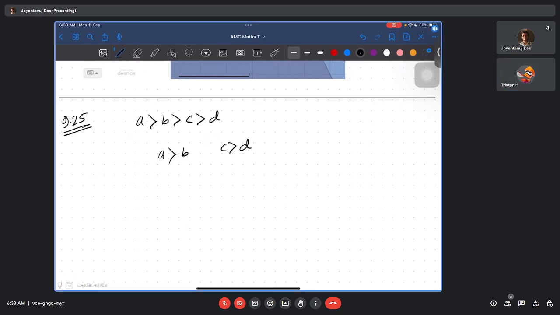So we can just add the two inequalities, right? So just by adding the inequalities, I get A plus C larger than B plus D. Yes. So now can we compare between A plus D and B plus C?